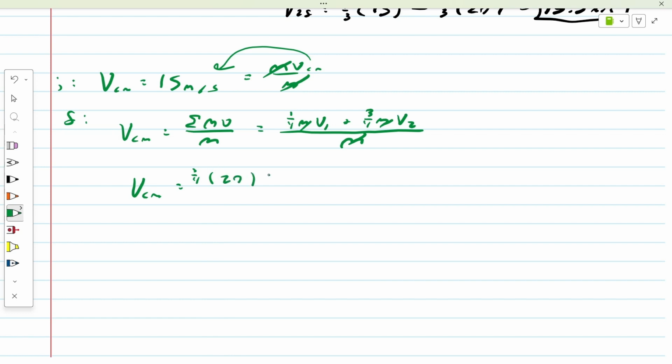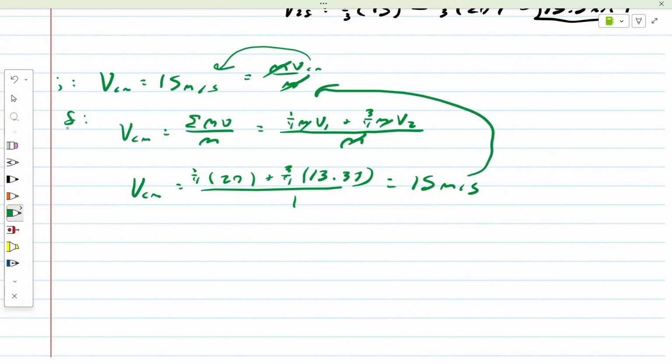So this one's 20 plus the 3/4, and this is what we solved for, the 13.33. And this is just over 1 since the masses got canceled. And when you plug this into your calculator, you'll get 15 meters per second, which is the same velocity as initially. So this center of mass velocity did not change. And so whenever the momentum is conserved, so is the velocity of the center of mass. That center of mass velocity doesn't change when the momentum is conserved.